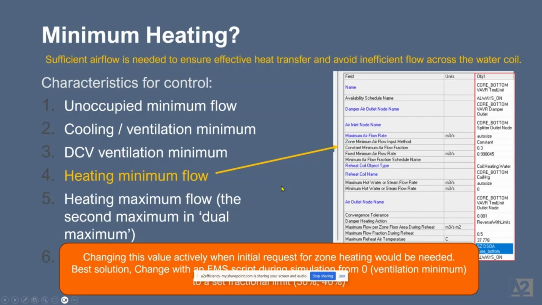And then heating, right? So this is where it becomes pretty tricky, right? So right now, there really is no airflow input for a minimum heating flow. And maybe it's not needed, argue it against me, feel free, throw a comment in here.